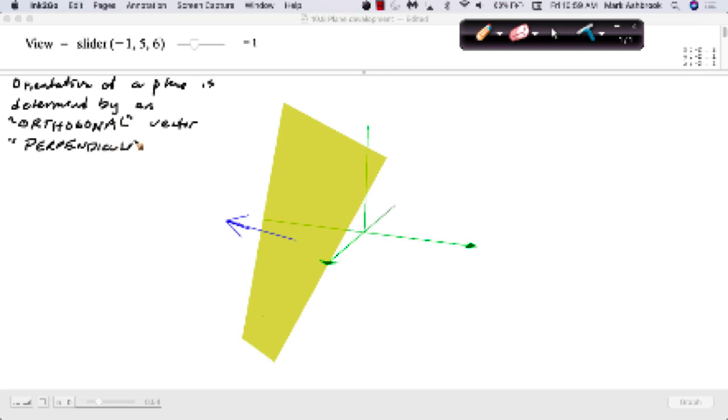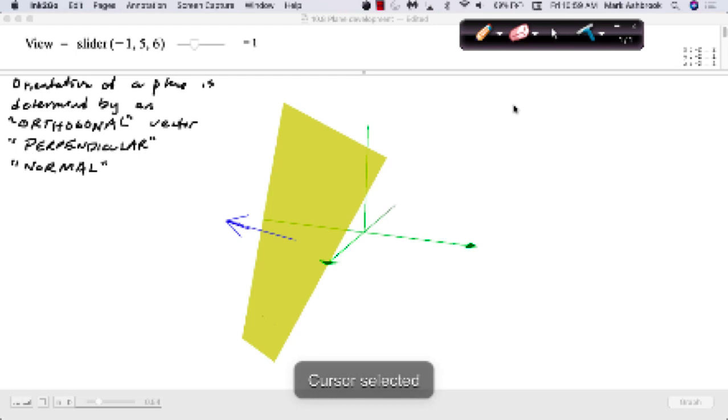And then there's another one. Yeah. Normal. So this term normal is going to have the same meaning for us as orthogonal or perpendicular. So the orientation of the plane is determined by the orthogonal vector, also known as a perpendicular vector, also known as normal vector. So that vector is normal to the plane.